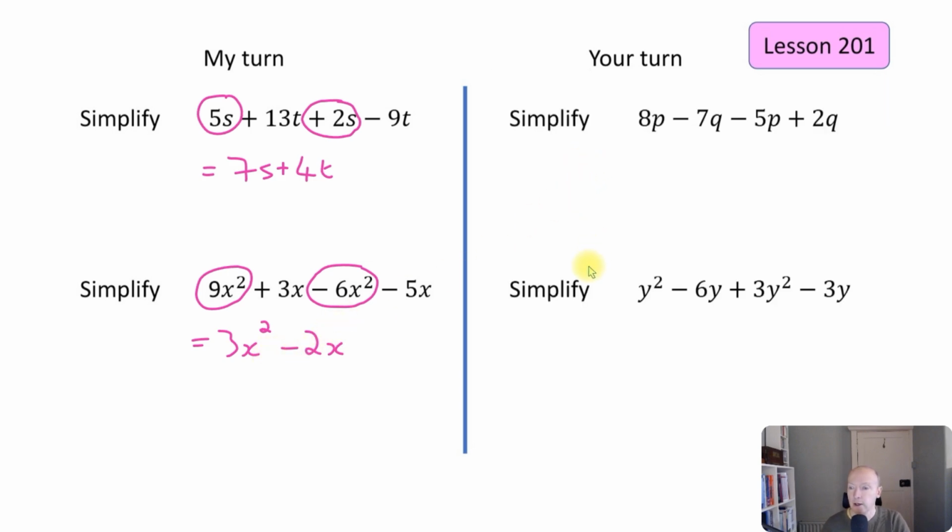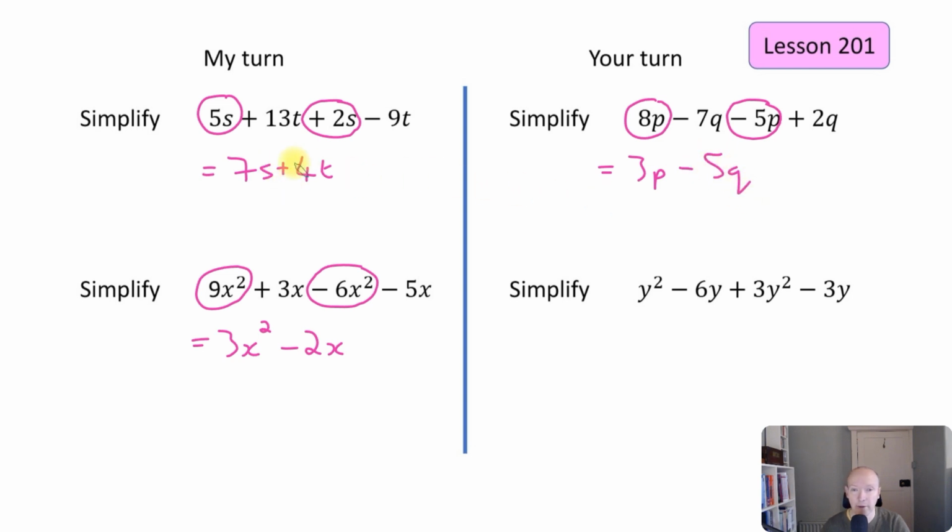Right, again, 2 questions, so pause the video and try those now. Right, again, I'll circle. So circle the 8p, circle the minus 5p. So 8 take 5 is 3, so 3p. Minus 7 plus 2. If you're in any doubt about that at all, you grab a calculator. Minus 7 plus 2 is minus 5, so minus 5q.